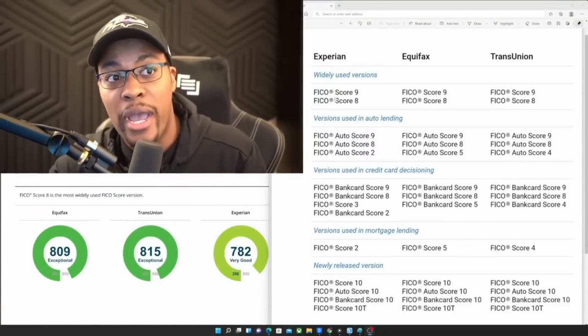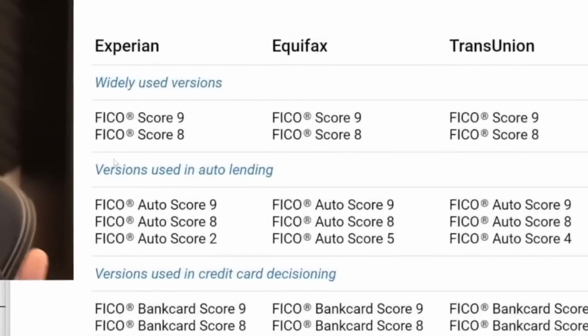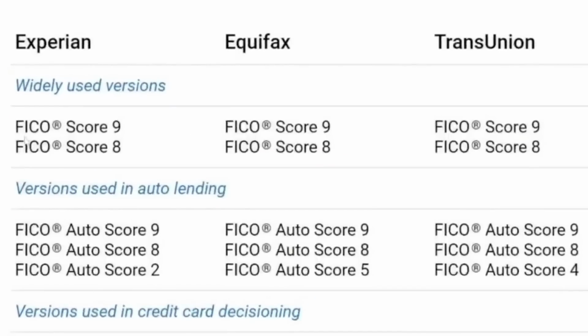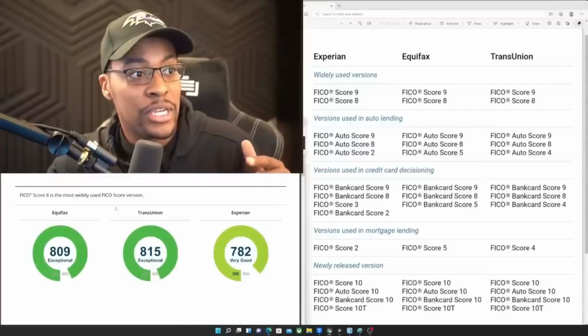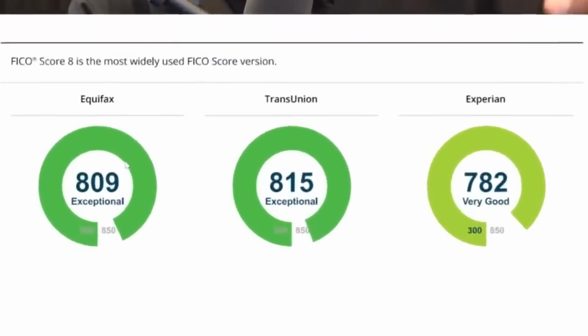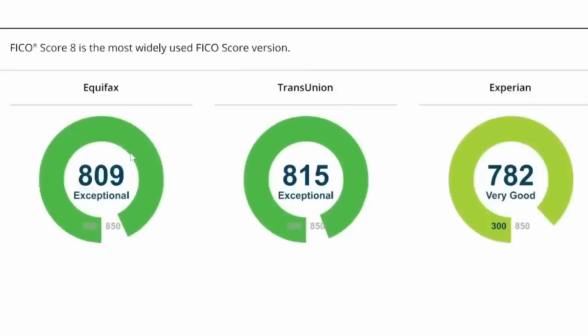Now, FICO 8 and FICO 9 are the most widely used versions. FICO 8 and FICO 9 are going to be out of 850. As you can see right over here down below, this is just an example. You have 3 different FICO 8 credit scores, and you also have 3 different FICO 9 credit scores.